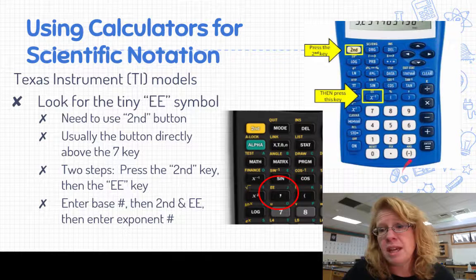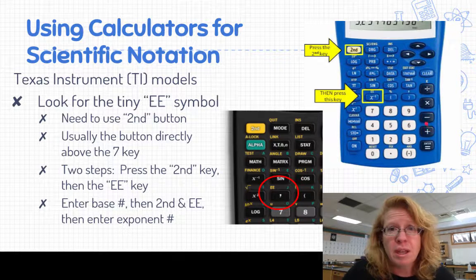Here's a good example on the TIs of what the negative button looks like as opposed to what the minus button looks like. The minus button will be over by the plus, minus, multiply, etc. The negative or the plus minus button will be somewhere else on the calculator.